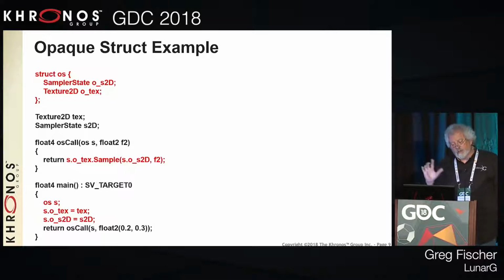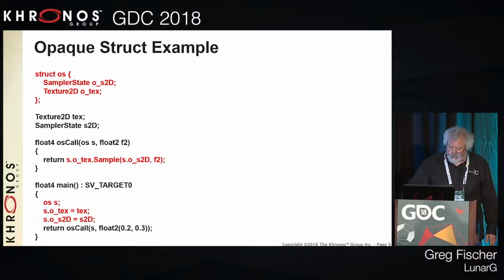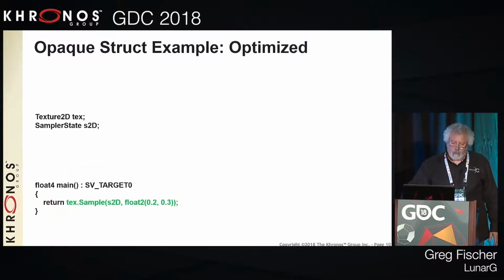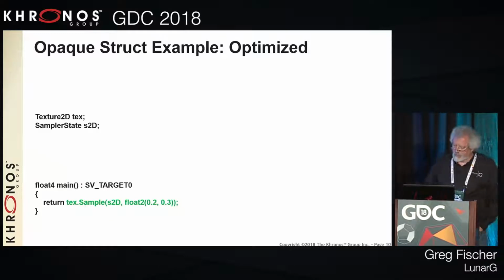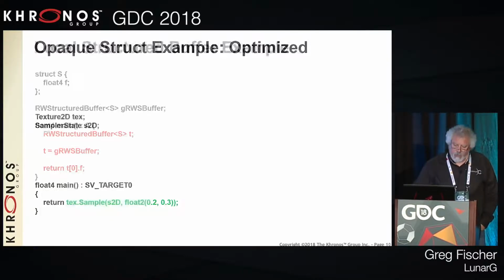And so these values are propagated using standard compiler techniques, and voila, the red code's gone. We end up with just a single sample operation at the point of the original call using the actual texture and sampler value.